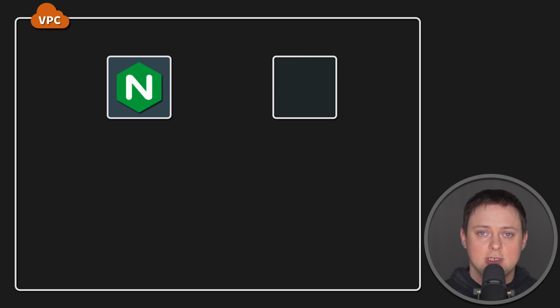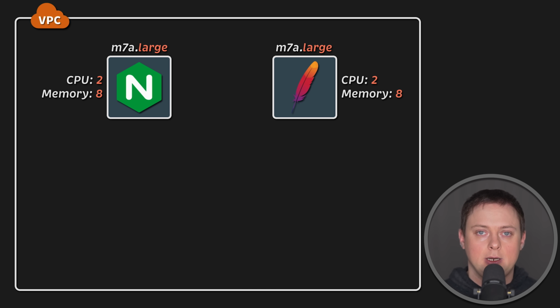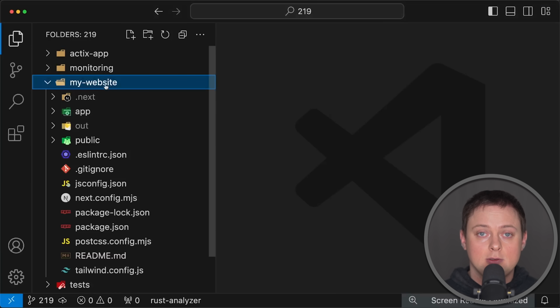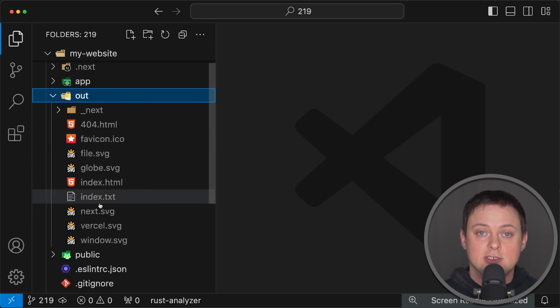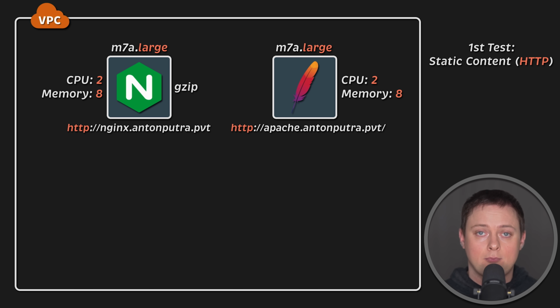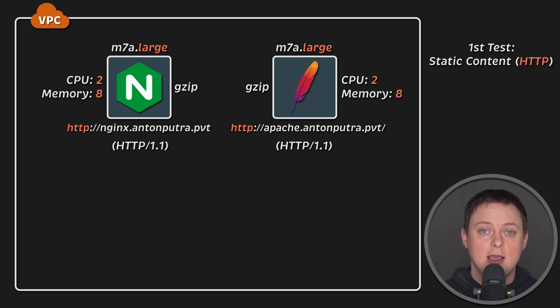For the first test, I create AWS VPC and deploy both Nginx and Apache web servers on dedicated VMs. I'm using M7A large EC2 instances that have 2 virtual CPUs and 8 GB of memory. For this test, I use static website generated with React, which compiles to HTML, CSS, and JavaScript files to be served by each web server. I use plain HTTP protocol and enable compression on both web servers, since there are still some use cases for HTTP, and it helps to demonstrate how TLS encryption affects the performance and throughput of web servers.